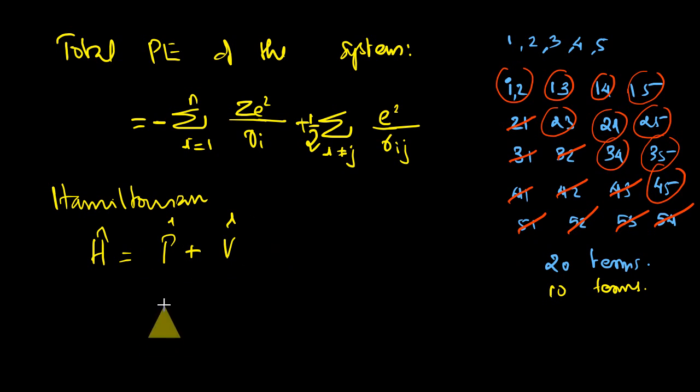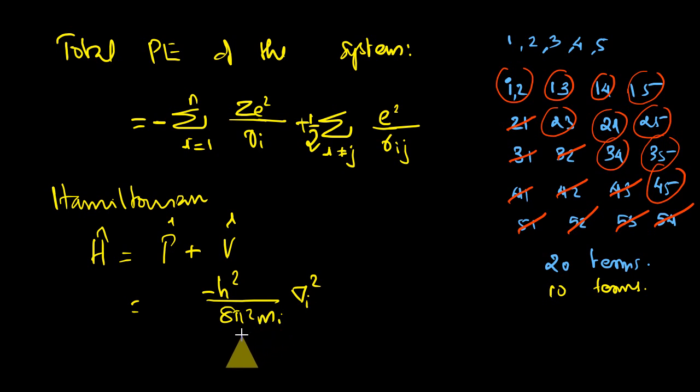So you already know the kinetic energy part, that is equal to minus h square divided by 8 pi square mi del i square. That represents the kinetic energy of the electron i, and mi is the mass of the electron i. And here del i square is dou square by dou xi square plus dou square by dou yi square plus dou square by dou zi square. Okay, that is the operator for the electron i.